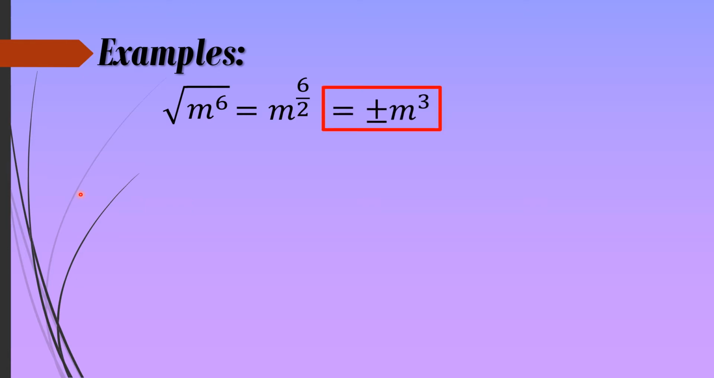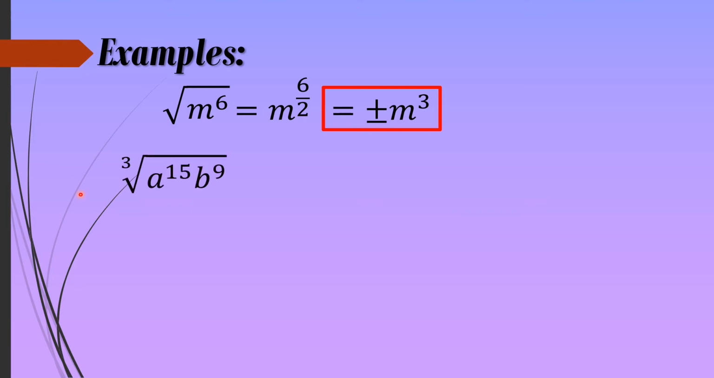So let's have another examples. We have the given square root of m to the 6th power. So let us apply the formula in finding the final answer for this evolution or radical. So it is equal to m raised to 6 over 2. So we will just divide 6 by 2. So the final answer is positive or negative m cubed, because 6 divided by 2 is 3.